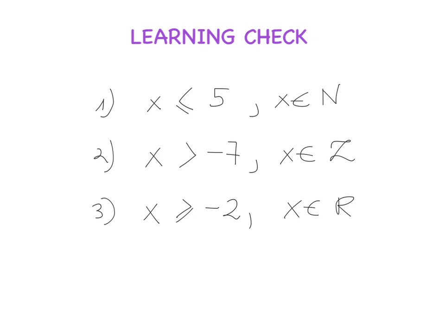So for homework, try to do these three examples. So you have first one, x is less or equal to 5 and x is a natural number. The second one, x is integer, and the last one is x is a real number. So make sure you are using dots here and you are using a line to mark it on the number line.